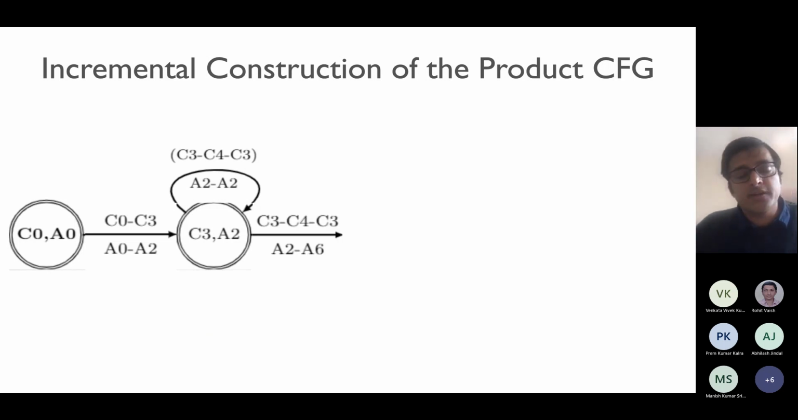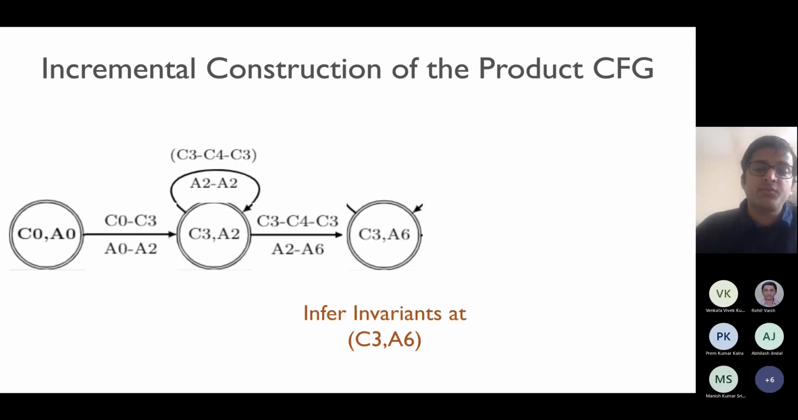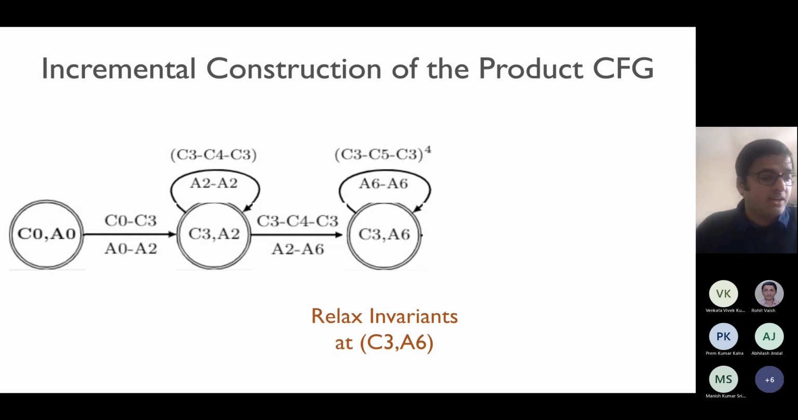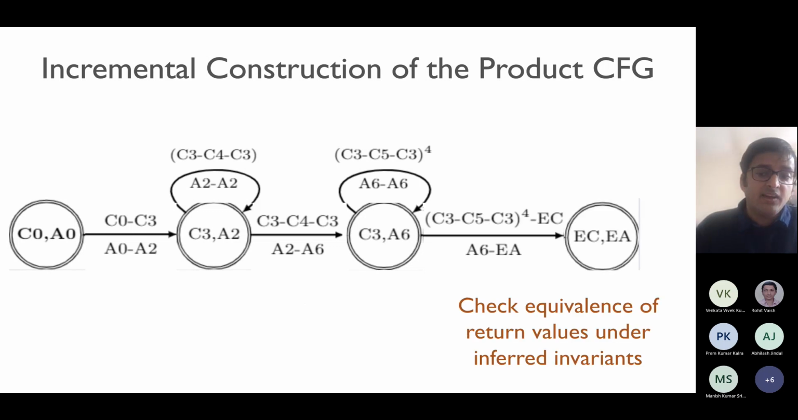And now we have to find the correlation for A2, A6. We already know the invariants at C3, A2. Using that, we rank, we infer invariants at C3, A6. There are multiple possibilities. We pick the best one using the ranking procedure that I explained earlier. Similarly, we continue this, and every time we do this, we keep relaxing the invariants. And finally, we check the equivalence of return values under the inferred invariants. If the equivalence can be proven under the inferred invariants, we have obtained a proof of observable equivalence.